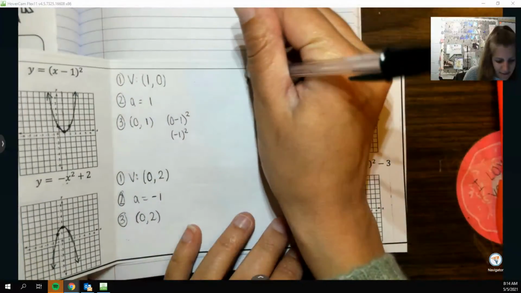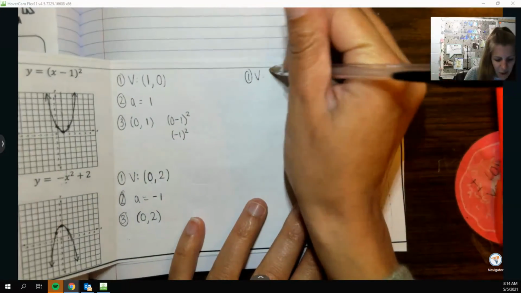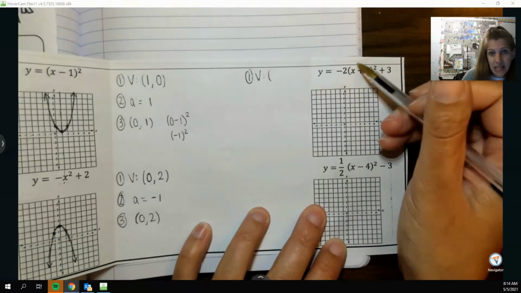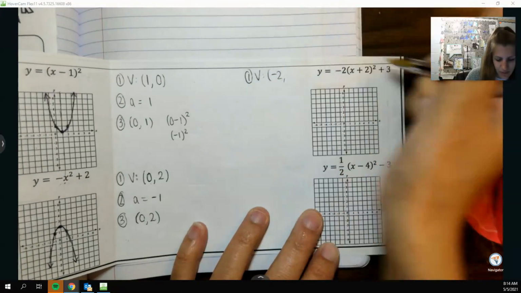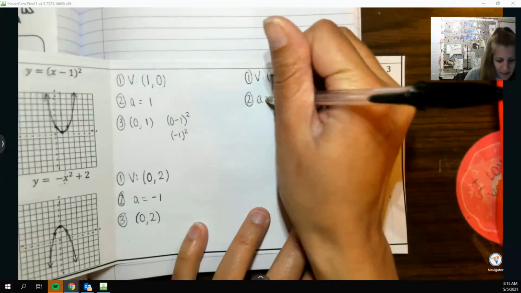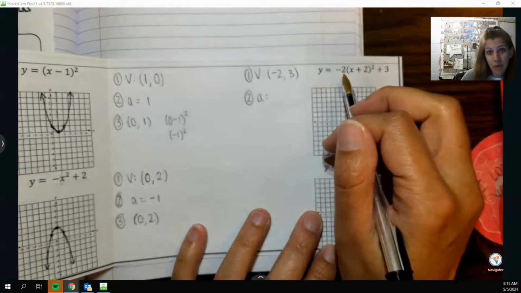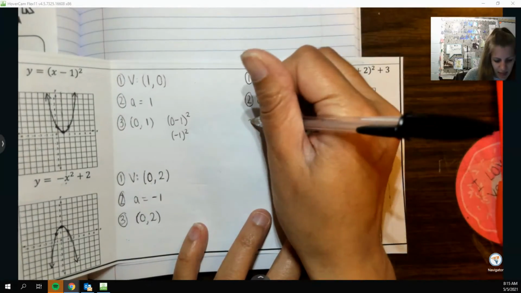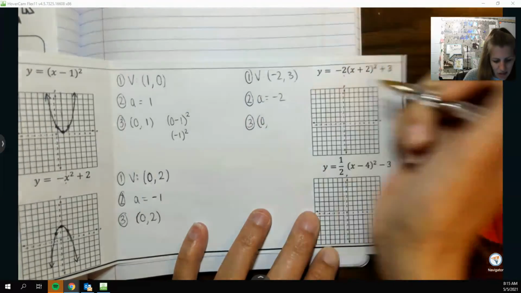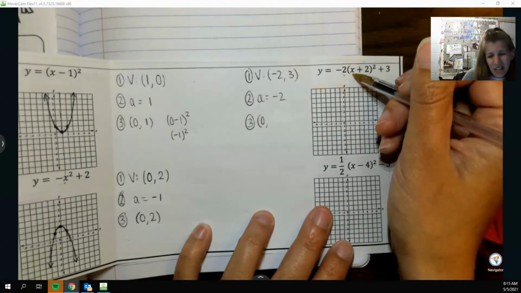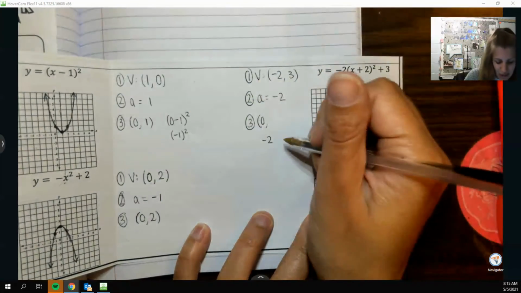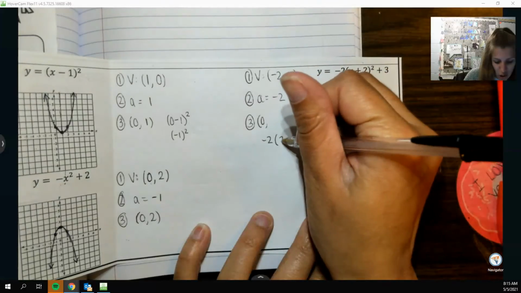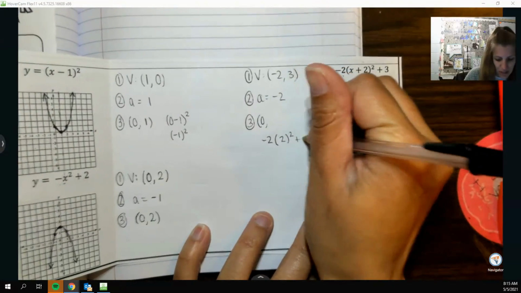Alrighty, looking at this one, I first want to find my vertex. The vertex is going to be the inside number, but opposite, so (-2, 3), the outside number being 3. Then I like to find my slope number, which is the number in front being multiplied, so -2. And then lastly, we can find that y-intercept by plugging in 0, which really just means that this goes away. And so I end up with -2 smashed up against 2 squared plus 3.